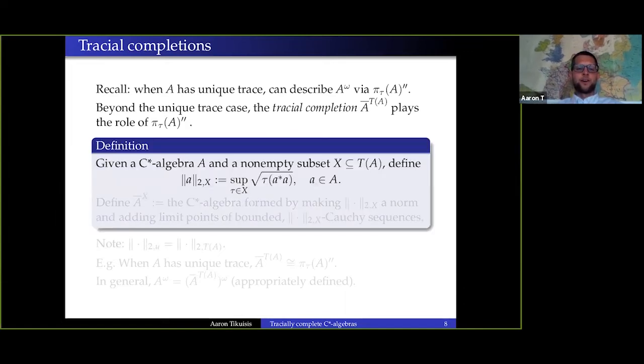Okay, so here we're going to have a C-star algebra, and we're going to have a non-empty subset of the traces, and we're going to define something a bit more general than the 2U norm. If X is the whole trace space, then what I'm defining here is the 2U norm that we talked about earlier.